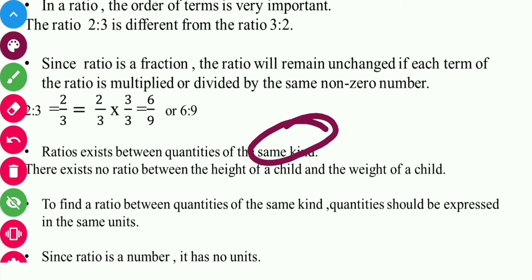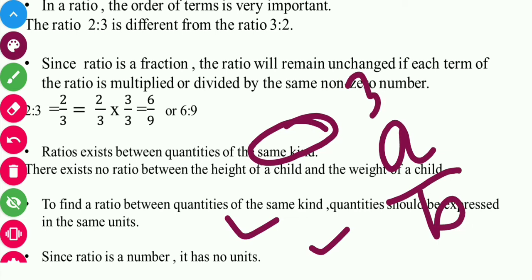So to find a ratio between quantities of the same kind, the same unit should be there. Suppose you are measuring the height of one child in meters and comparing another child's height, that should also be in meters, not in centimeters or another unit. So meter like this you can compare, gram like this you can compare. So units of the same kind should be there. And finally the ratio is again a number, that is a by b. So 3:2, if it is the ratio, does not have any kind of units because these are numbers.